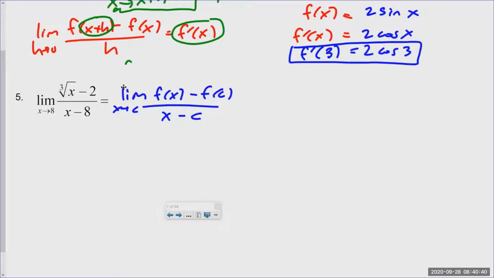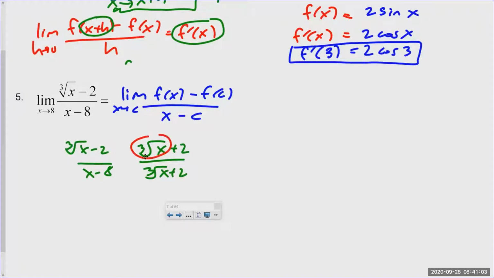That's why memorizing your formulas is so important, because if you don't have your formula memorized, you don't even recognize this is an alternate definition of a derivative. Guys, you cannot do conjugate pairs here. Let me just tell you, the square root of x times the square root of x is x, right? The cube root of x times the cube root of x is not equal to x.